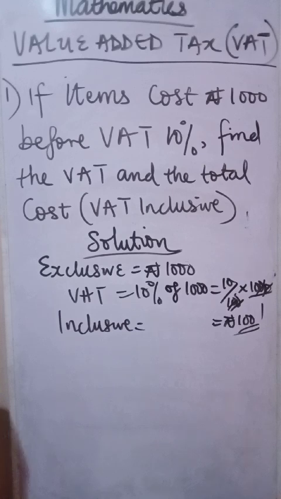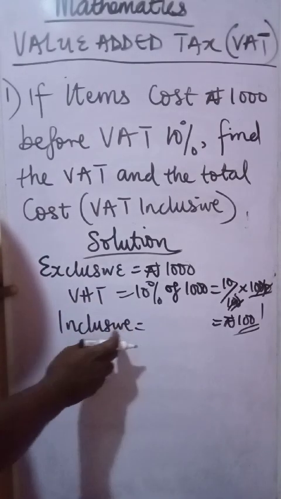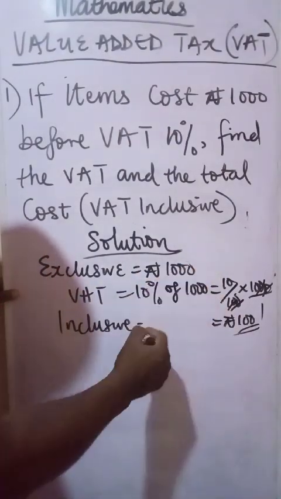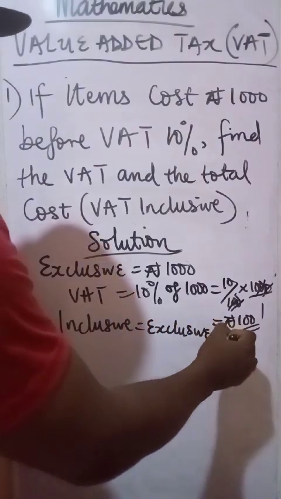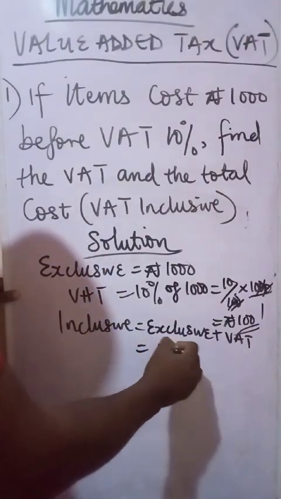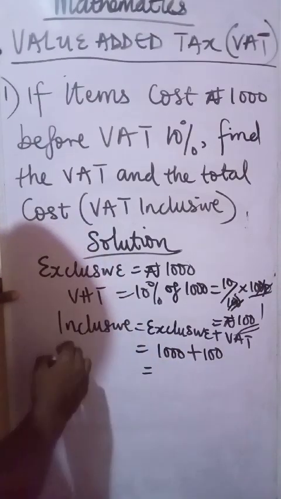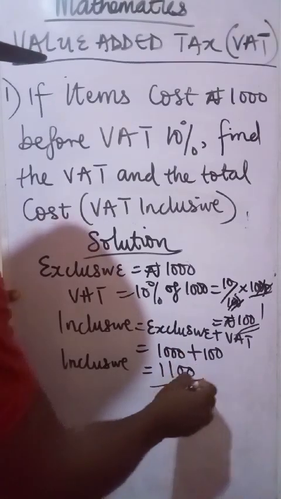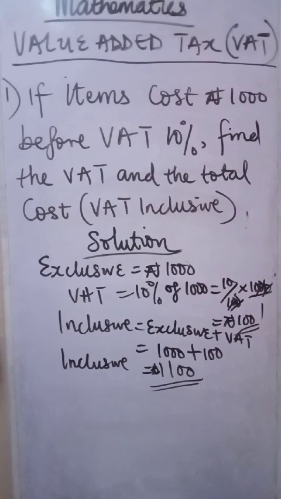Okay, so VAT inclusive, I can simply do what? There are two things I can do. I can simply take this 1,000 and add it to this one. That is exclusive plus VAT. So exclusive is 1,000 plus VAT, which is 100. That is inclusive, 1,100 naira. Are you seeing it now? Okay, that's the first way.